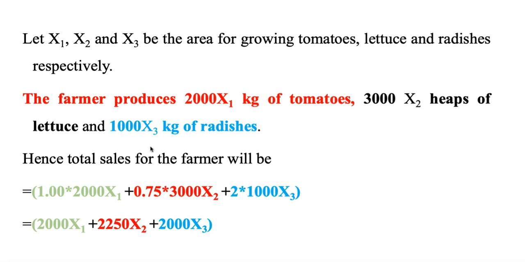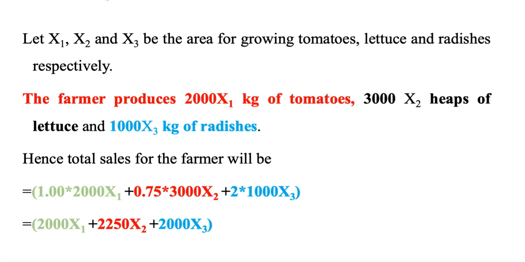Now in order to find the total sales for the farmer, we have 2000 x1. This is the total output of tomatoes from x1 acres of land, and we know the price per kg of tomato is 1 rupee. So 1 into 2000 x1 will be the total sales from the tomatoes produced on x1 acres of land.